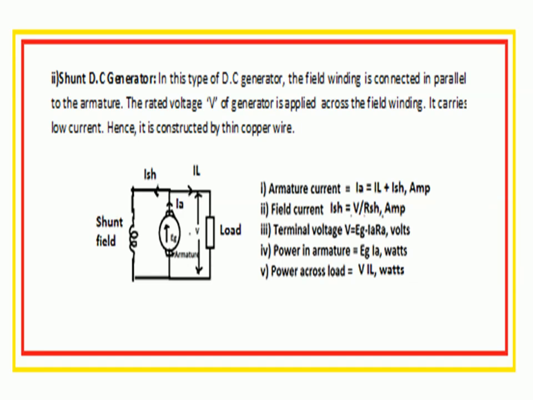What is the current flowing through the field winding? ISH equals V by RSH. IA is the armature current, IL is the load current, and V is the voltage across the load, that is, the terminals. Hence, by applying Kirchhoff's current law, the armature current IA equals IL plus ISH. Power available inside the armature is again EG into IA, and power available across the load is V into IL. You have to remember these equations. They are useful while solving problems.